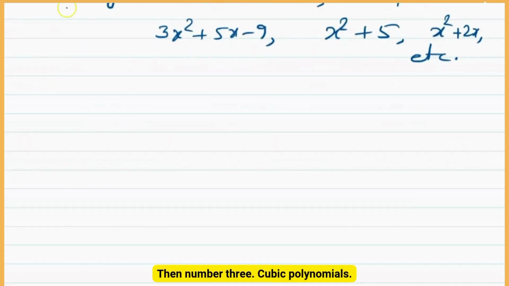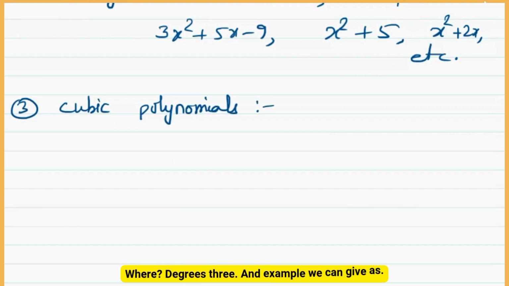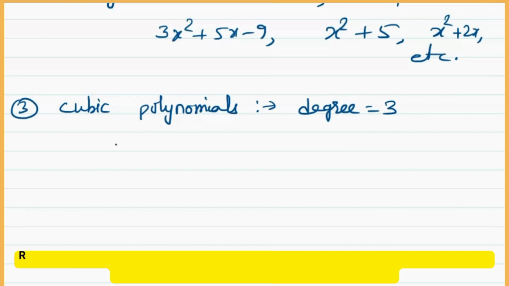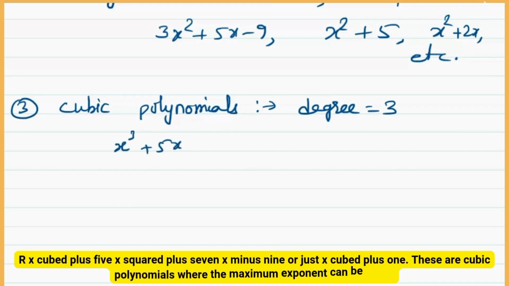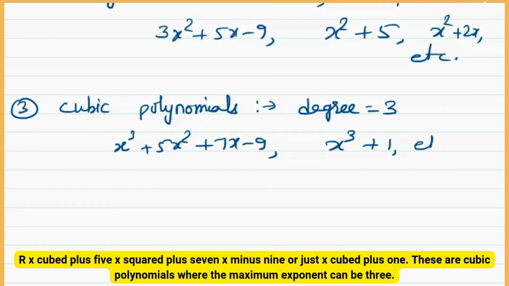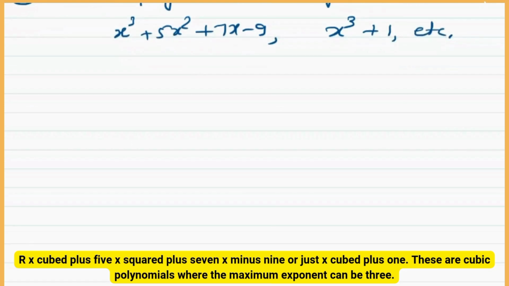Then number 3, cubic polynomials, where the degree is 3. An example we can give is x cube plus 5x square plus 7x minus 9, or just x cube plus 1. These are cubic polynomials where the maximum exponent is 3.